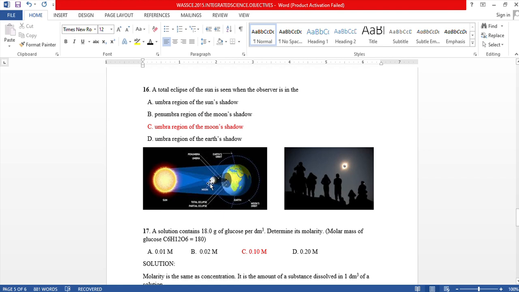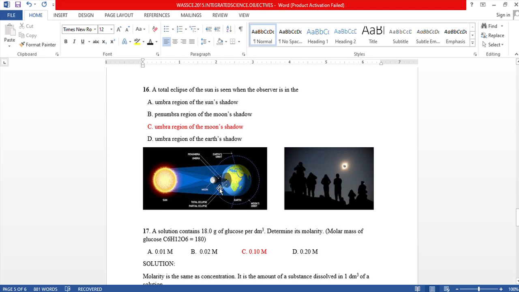Now, when it casts its shadow upon the earth, there's a region of partial darkness. See, this one, the darkness is not that much. Then there's one in the middle, very dark, totally dark. We call that the total eclipse, or we call that side the umbra. Umbra means total darkness, and then penumbra is the shallow one.